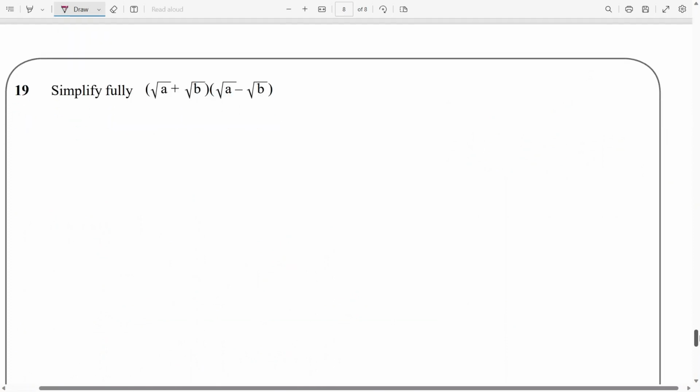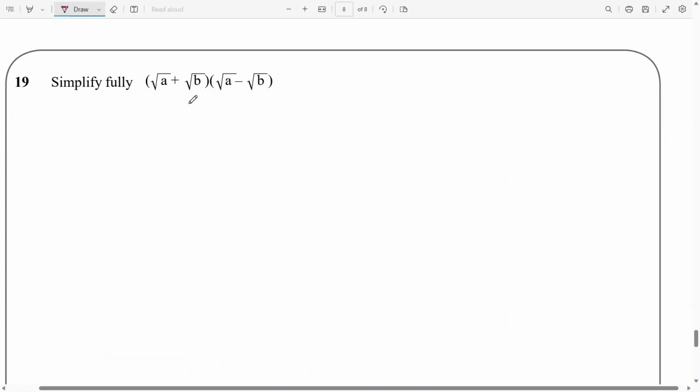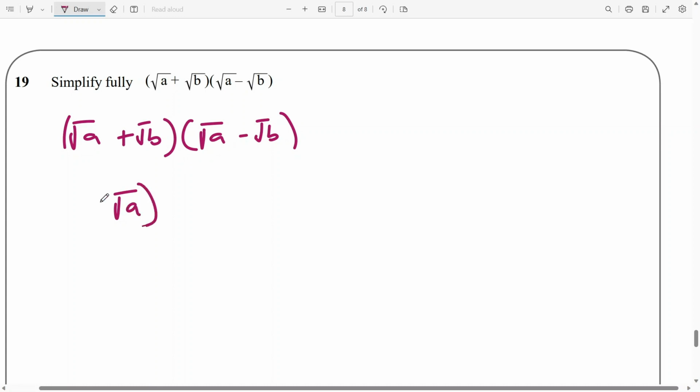Number 19, I think I skipped this earlier on. So we have root a plus root b, bracket, and root a minus root b, bracket. Again, I see that these are conjugates, so I don't have to expand this the usual way. All I need to do is just root a squared minus root b squared. So root a squared is a, and root b squared is b. And that's just going to be the answer, literally.